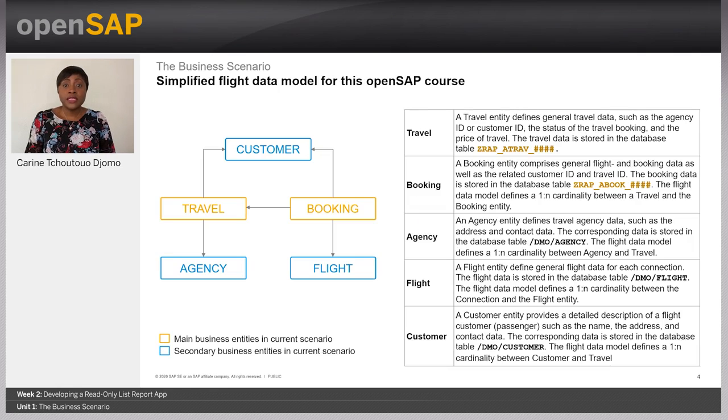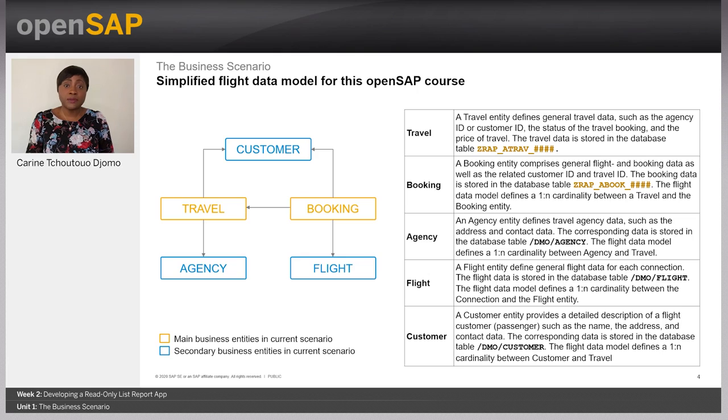The different business entities we are going to work with in our present scenario are travel, booking, agency, flight, and customer. A travel entity defines general travel data such as the agency or customer ID, the status of the travel booking, and the price of the travel. A booking entity defines flight and booking data, the customer ID for whom the flight is booked, as well as the travel ID to which the booking belongs.